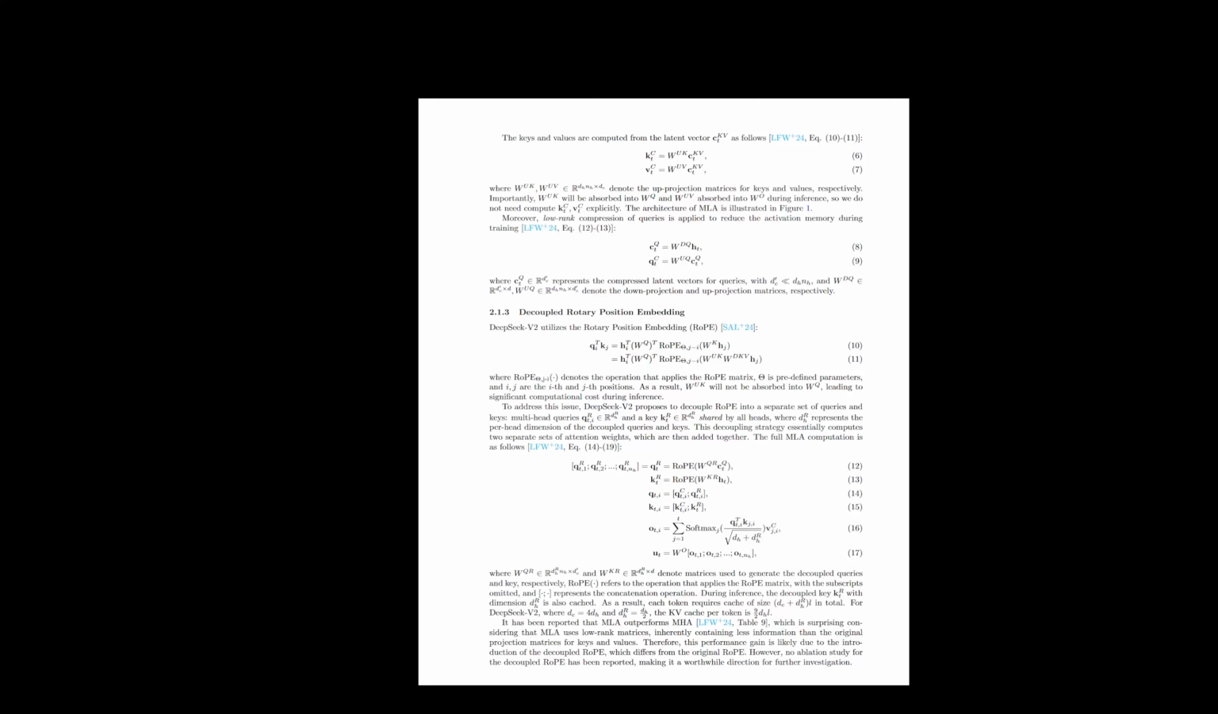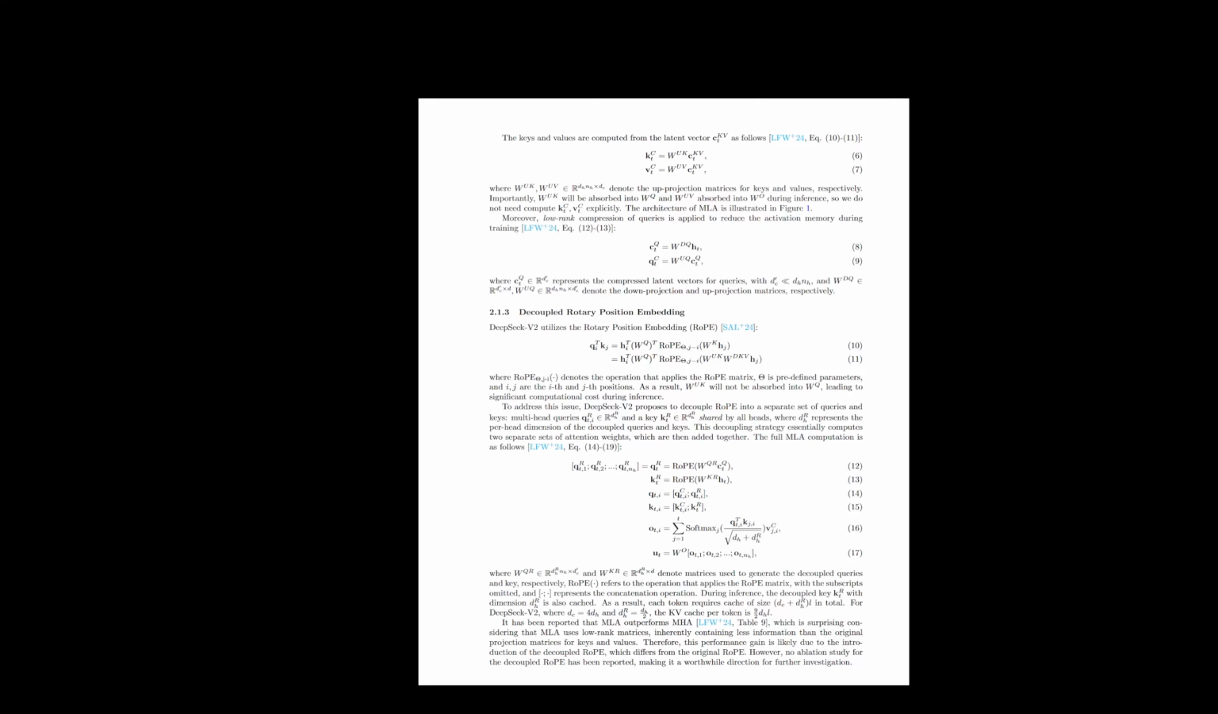Moreover, low-rank compression of queries is applied to reduce the activation memory during training [LFW+24, Eq. 12-13]: c^Q_t = W^DQ h_t (8), q^C_t = W^UQ c^Q_t (9), where c^Q_t ∈ R^(d_c') represents the compressed latent vectors for queries, with d_c' ≪ d_h·n_h, and W^DQ ∈ R^(d_c'×d), W^UQ ∈ R^(d_h·n_h×d_c') denote the down projection and up projection matrices, respectively.